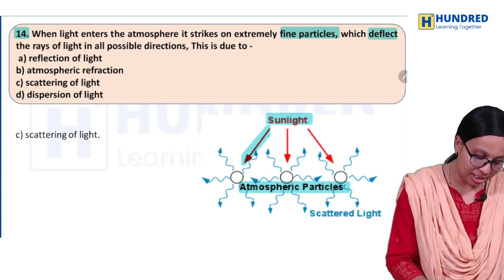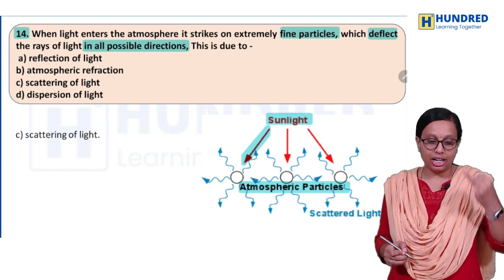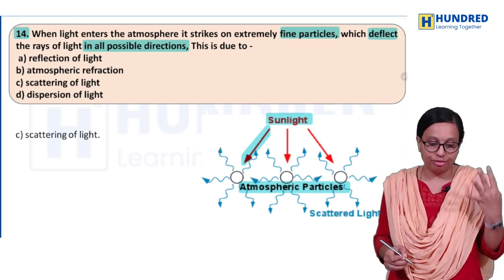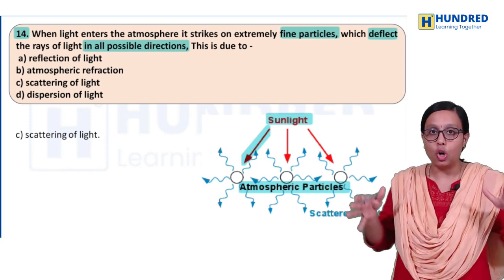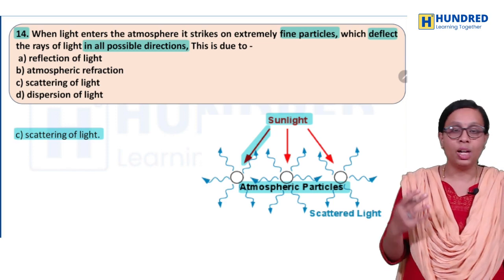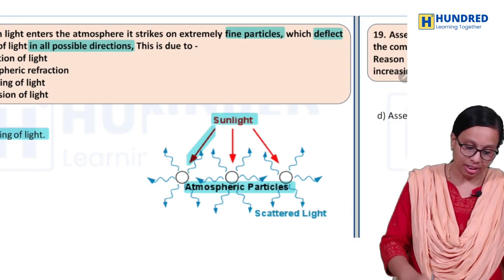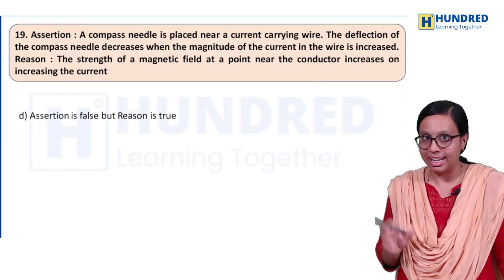Okay, so it will deflect in all possible directions. This is due to reflection, atmospheric refraction, scattering of light and dispersion. So this is due to scattering. The light rays will move in all possible directions, and it's due to the scattering, and this is Rayleigh scattering. Next one. A compass needle is placed near a current carrying wire.